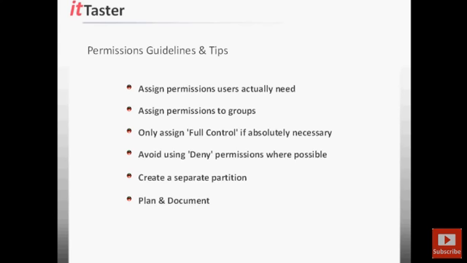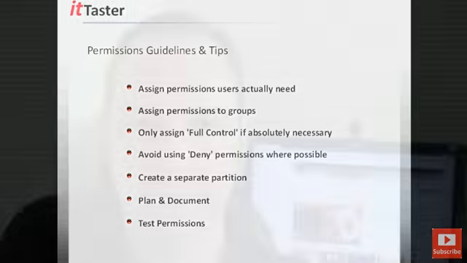Take the time to plan your file and folder permissions and document it. This will make management and support much easier. And test your permission settings. Create a test account, assign it to the appropriate groups, and check what you can and cannot access. And remember, you can check a user's or group's effective permissions to determine the level of access to an object.